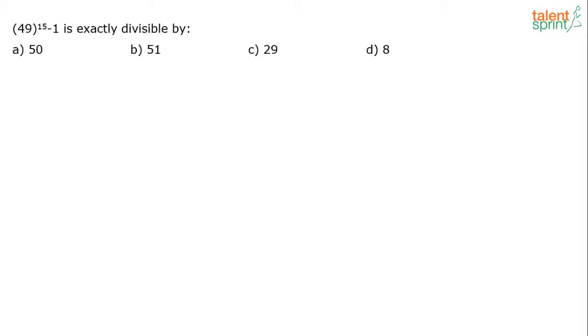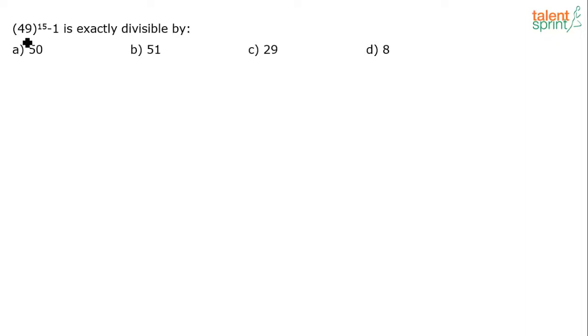49 power 15 minus 1 is exactly divisible by what? 8 is the answer. Option D, 8. Many of you have got 8. Should we take it up? Okay, so shall we solve this now? Chalo, let's look at this.